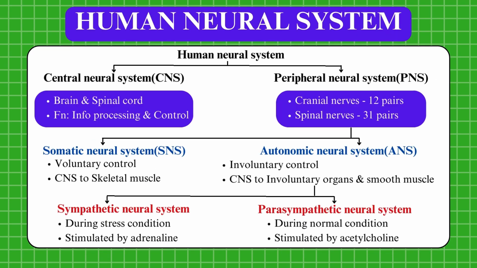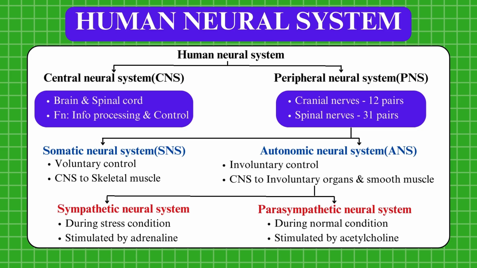Human neural system. The human neural system is of 2 kinds, namely central nervous system and peripheral neural system. Central neural system. It consists of brain and spinal cord. The main function of the CNS is to process the information received and controlling the processed information. Peripheral neural system. Cranial nerves and spinal nerves are the major parts of peripheral nervous system. There are 12 pairs of cranial nerves and 31 pairs of spinal nerves present in the PNS.